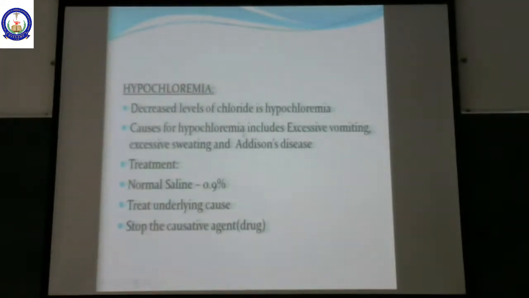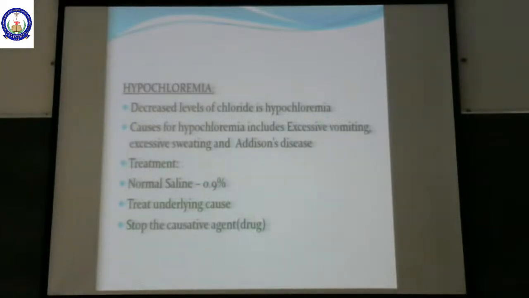What are the causes for this? Excessive vomiting, excessive sweating, and Addison's disease. So, what is the treatment for that? Give them normal saline, treat the underlying cause, and stop the causative agents. Especially these drugs can cause this hypochloremia. So you stop those drugs which are causing these decreased chloride levels, and then you can control them.